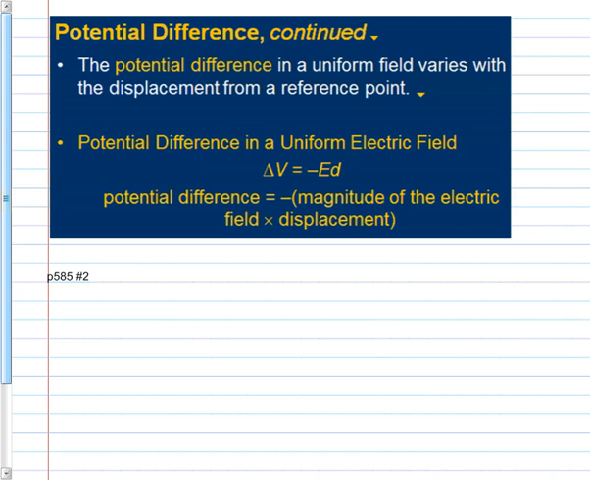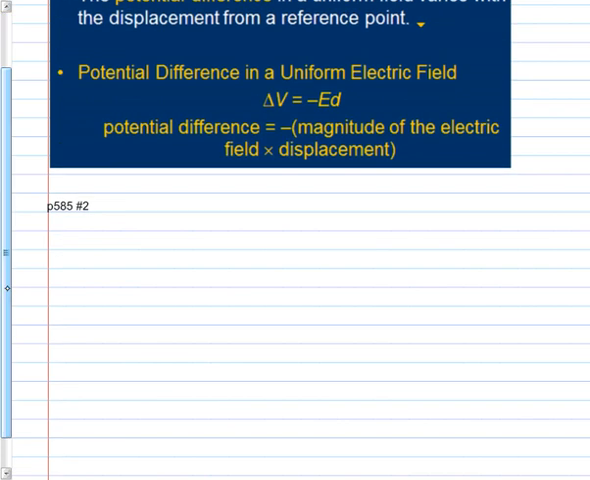But that's next chapter. The potential difference in a uniform field varies with displacement from a reference point. Didn't we already have this one? I think we already had this one. Yeah. I probably put it up here because we're going to do a problem now. 585, number 2.